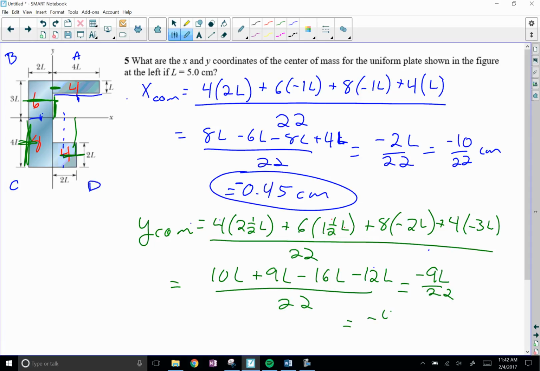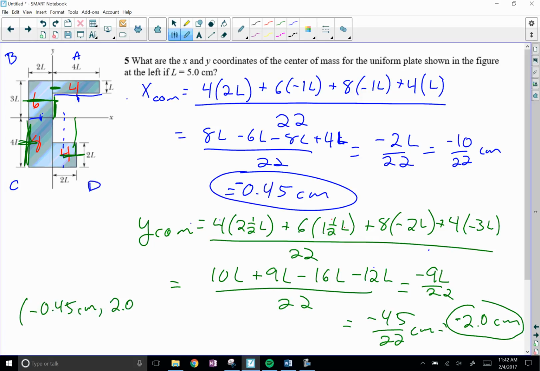So that's -45 over 22 centimeters. 45 divided by 22 gives us 2.05, so I guess we should just call it 2.0 centimeters. We're keeping track of our sig figs, and that did turn out to be negative. So there you go. Our center of mass for this particle is at the position -0.45 centimeters, comma, -2.0 centimeters. There you go, final answer.